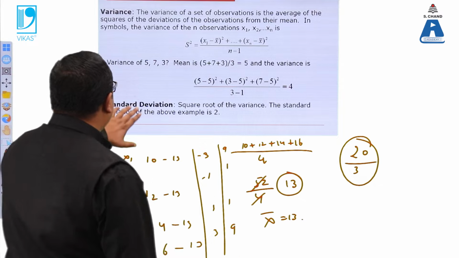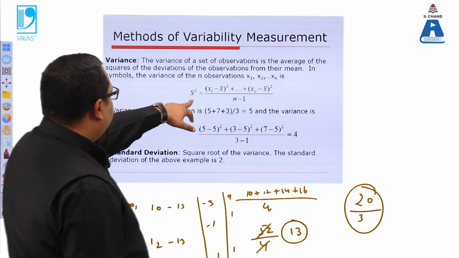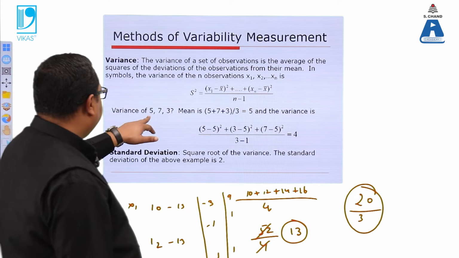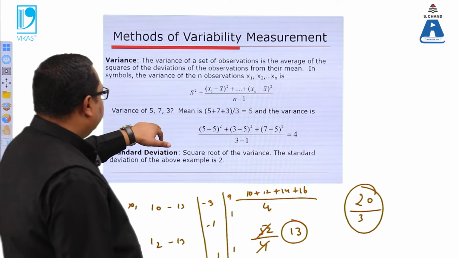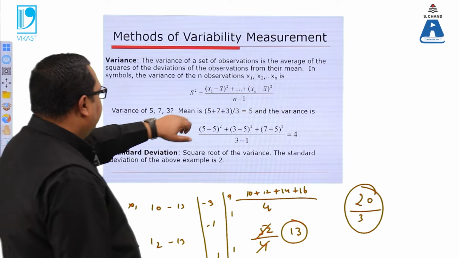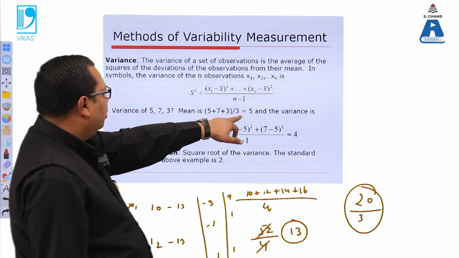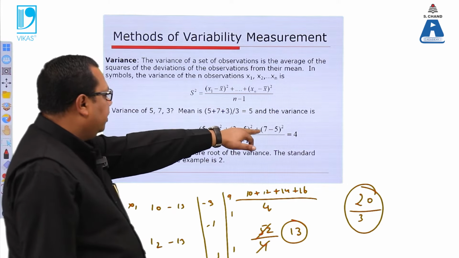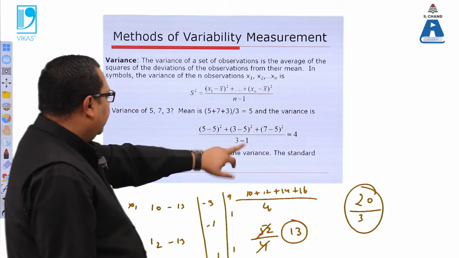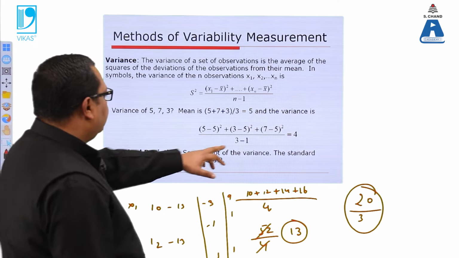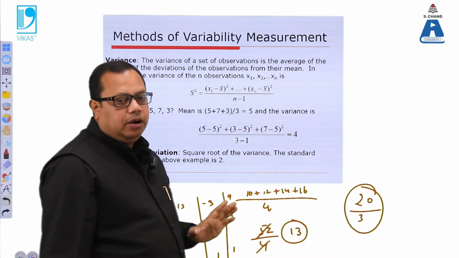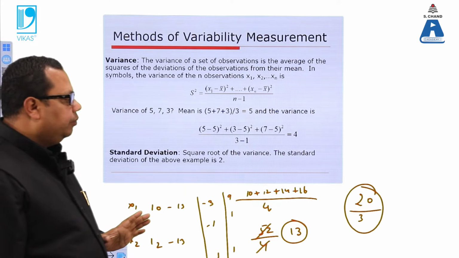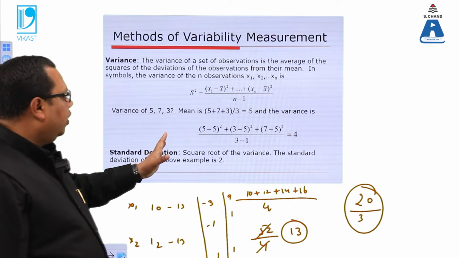We can see here that in variance we use x1 minus x bar and so on. We have taken the example, suppose that we are calculating for 5, 7 and 3. We will calculate the mean of that first. 5 plus 7 plus 3, the mean will be 5, then 5 minus 5, 3 minus 5, 7 minus 5, we'll do the squaring, and the number of terms minus 1. So this is called the variance, how we generally calculate the variance, how we take the different terms and the formula and get the variance.